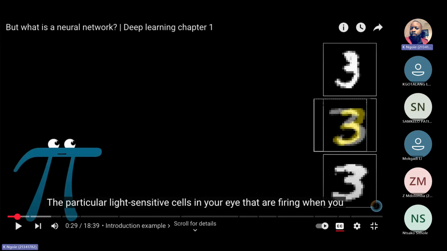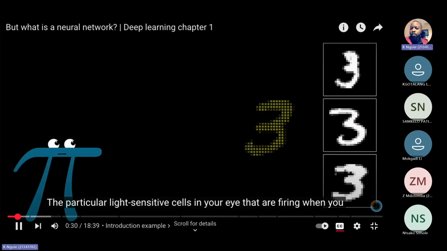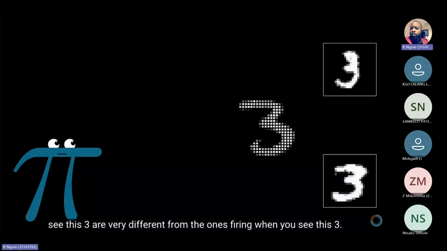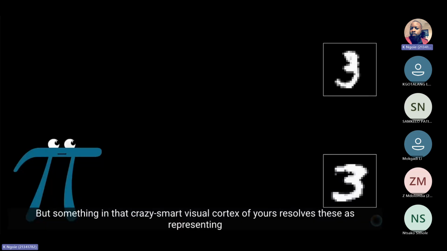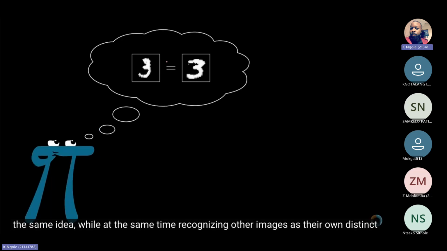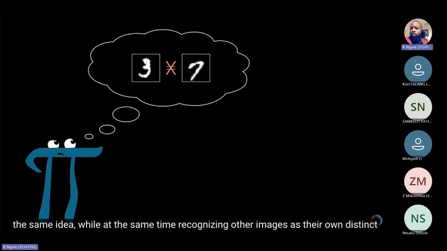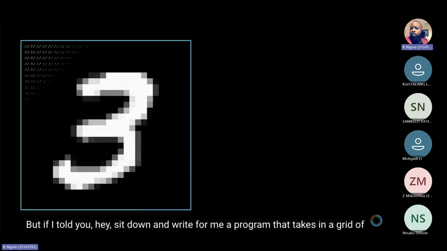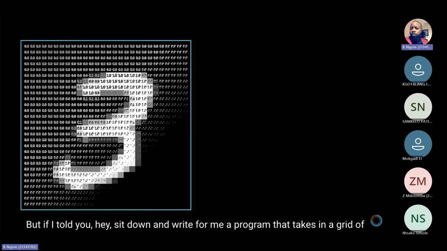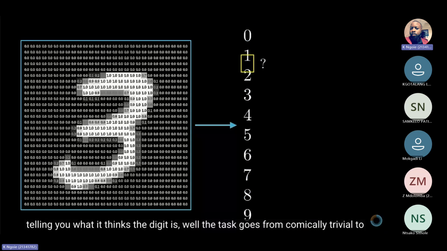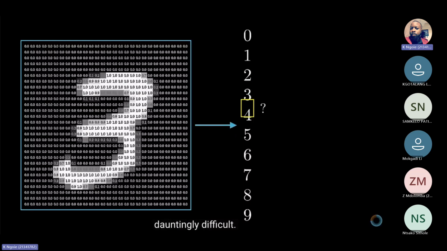Sensitive cells in your eye that are firing when you see this 3 are very different from the ones firing when you see this 3. But something in that crazy smart visual cortex of yours resolves these as representing the same idea, while at the same time recognizing other images as their own distinct ideas. But if I told you, hey, sit down and write for me a program that takes in a grid of 28 by 28 pixels like this, and outputs a single number between 0 and 10, telling you what it thinks the digit is, well, the task goes from comically trivial to dauntingly difficult.